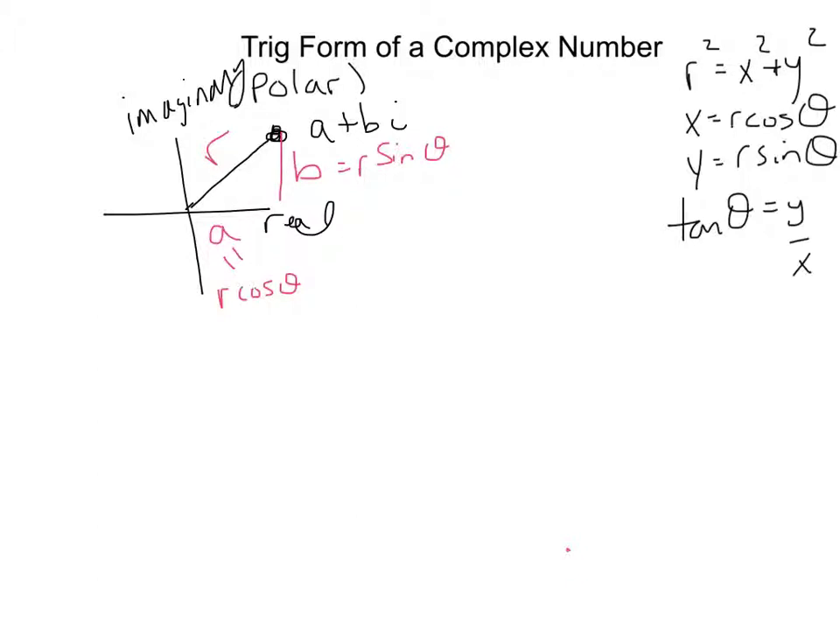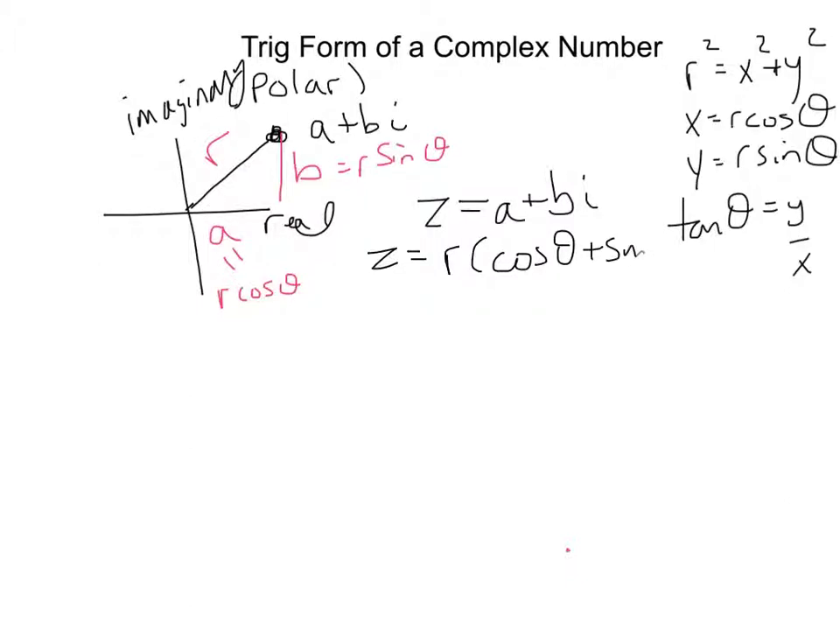So here's our conversion. This is the part you must memorize. z equals a plus bi is our complex number. So when we convert it, we're going to swap out the letters. And what we can do is factor out the r. So we have z equals r, parentheses, cosine theta plus i sine theta. And that's our conversion.